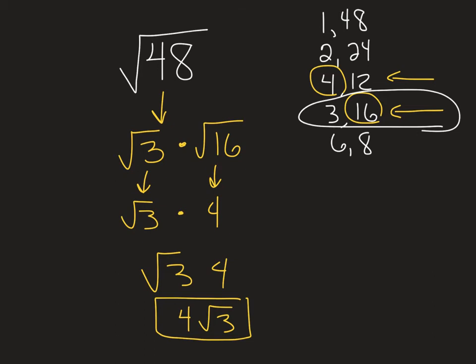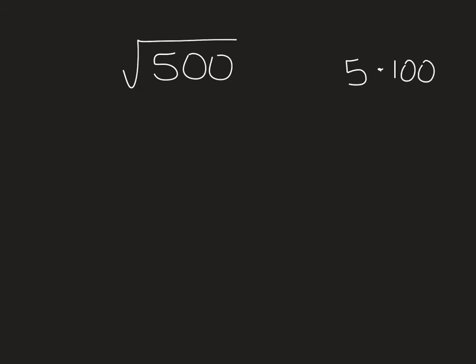Okay, let's do another one. How about the square root of, let's say, 500? Square root of 500. Now, I'm not going to go through all the factors of 500, because hopefully you see 500, 100. You see those 2 zeros at the end, so I know that I could use 5 times 100. That's going to be the easiest one to use. Could I go through and do 10 times 50? I can do that. I can do all the other stuff.